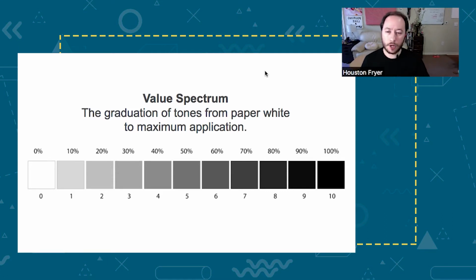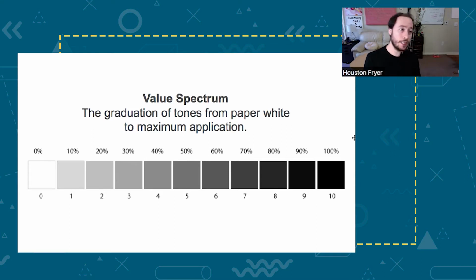So 0 is effectively paper white. You cannot go any lighter in value than paper white. You can't make the thing whiter than the paper is. So if 0 is our paper white, 10 is effectively the maximum application of our implement. If we're using graphite, it's how hard and how soft that pencil is to transmit that graphite.